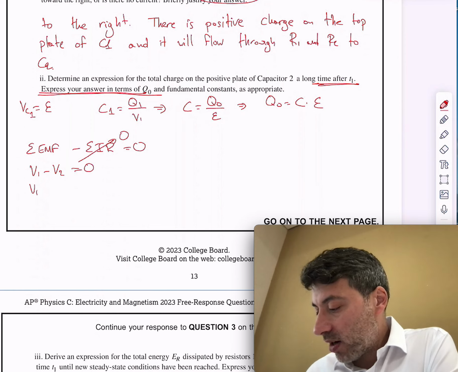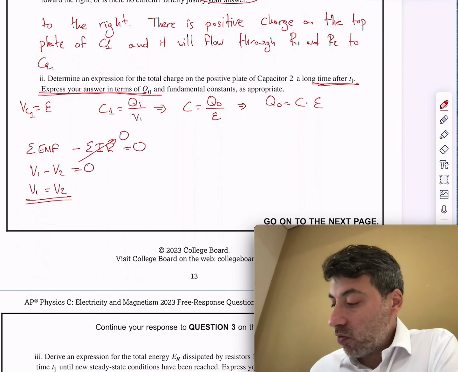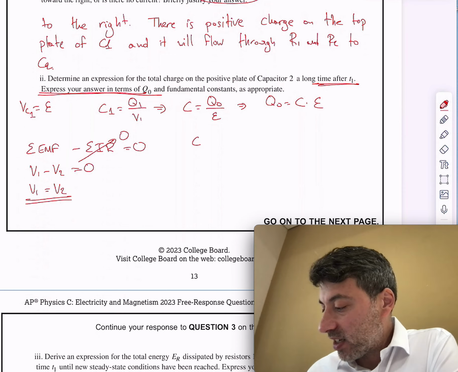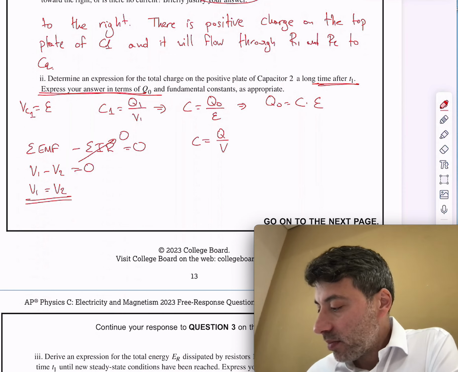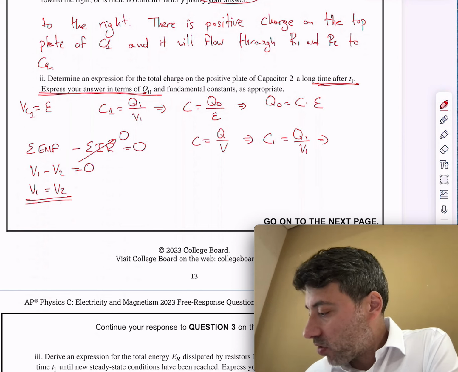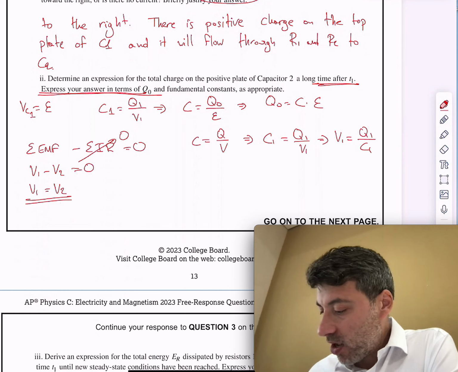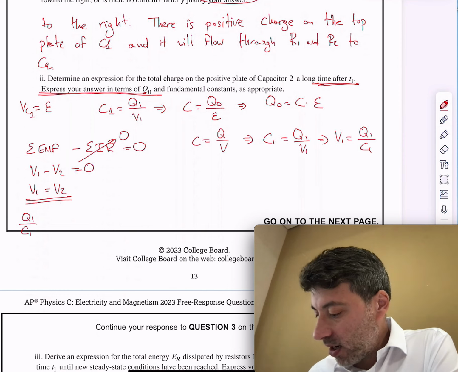So V1 is equal to V2 for the two capacitors. Now, what we know is that the capacitance is equal to Q over V. So the capacitance 1 is equal to Q1 over V1. And from this, we bring that the V1 is equal to Q1 over C1. So in a similar way, this equation becomes Q1 over C1 equals Q2 over C2.